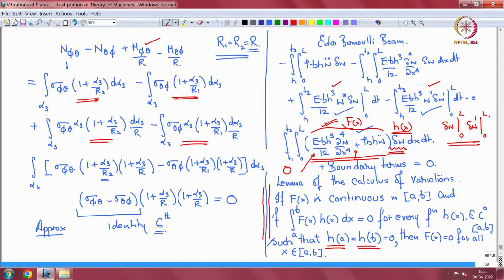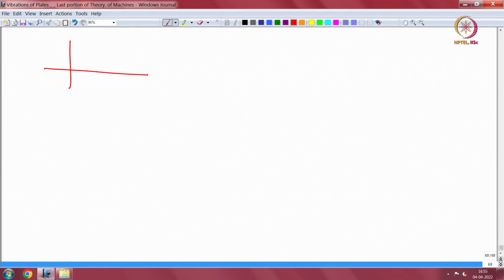In a very simple manner to prove that is, suppose it is not 0. I am just giving a very quick version. Suppose it is not 0, suppose it is varying between a and b, or let us say it is positive somewhere, maybe 0 at other places. Then I will choose my delta W such that it is also positive in the same zone, and it goes away to 0 towards other parts.